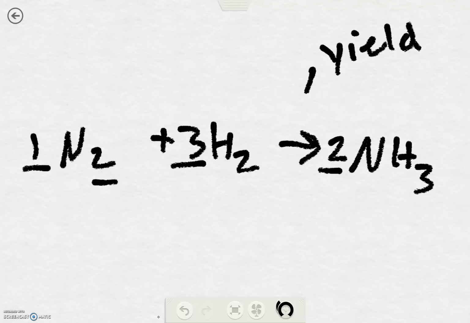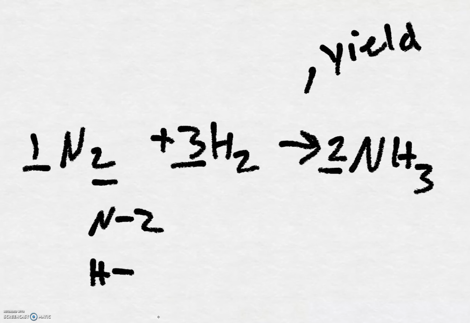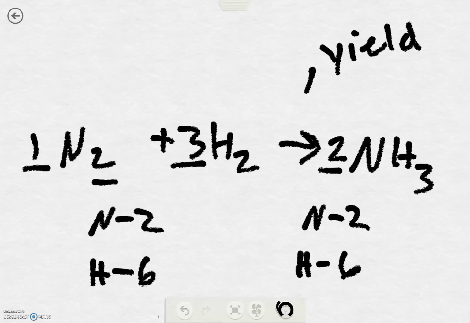To double check, you can list the numbers of each element in each side. On the reactant side, we have 2 nitrogen. And also on the reactant side, we have 6 hydrogen, because 3 times 2 is 6. On the product side, we have 2 nitrogen again, and 6 hydrogen as well. So it's balanced. And you can do the same method with more complex equations.